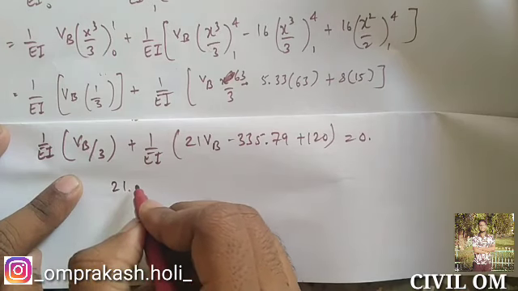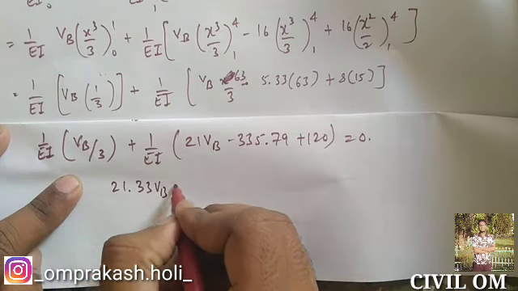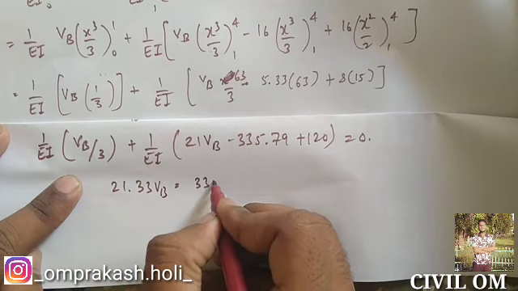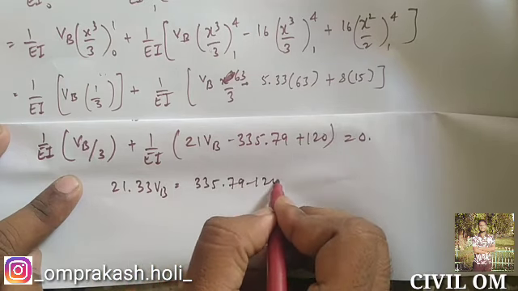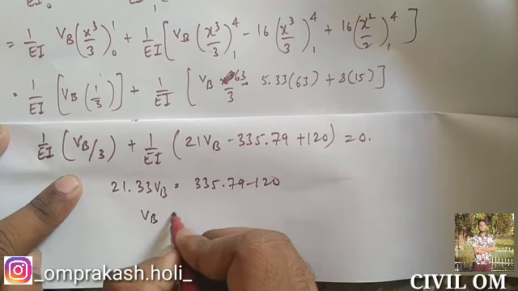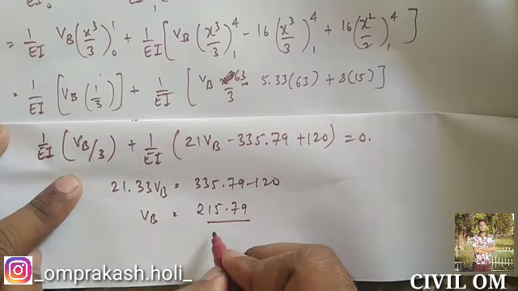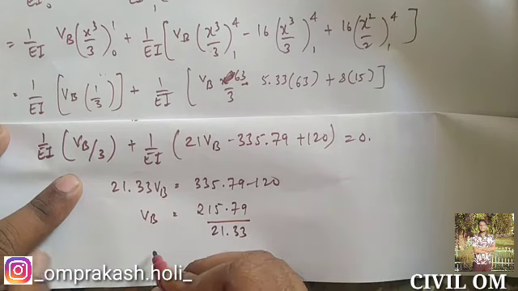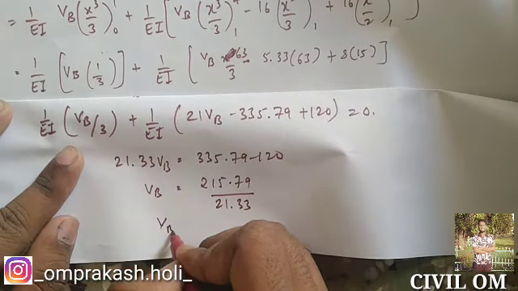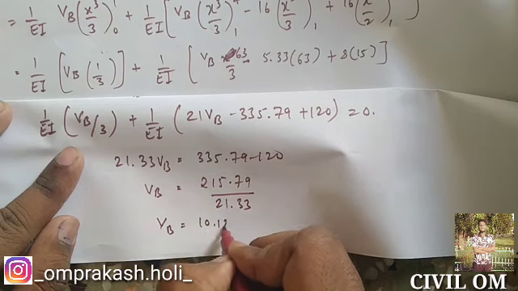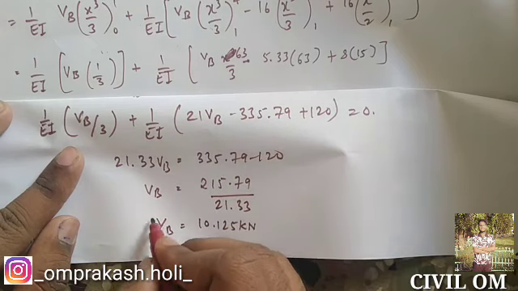Now 21.33 VB is equal to 335.79 minus 120, so VB is equal to 215.79 upon 21.33. The value of VB is equal to 10.125 kilonewton.